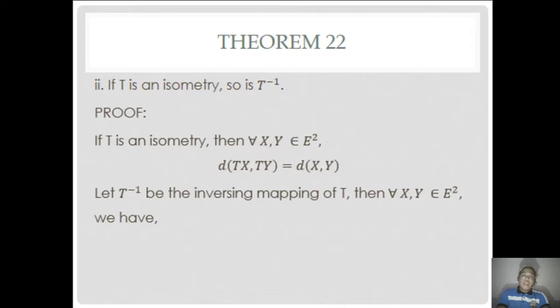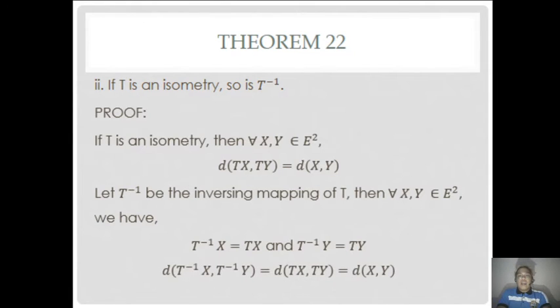Now let T inverse be the inverse mapping of T. Then for all x and y elements of the Euclidean plane, we have the inverse of Tx is equal to Tx, and the inverse of Ty is equal to Ty. This holds the distance of the inverse of Tx and the inverse of Ty is equal to the distance of the ordered pair containing Tx and Ty. And by definition of isometries, this is equal to the distance of the ordered pair containing x and y. Therefore, T inverse is also an isometry.